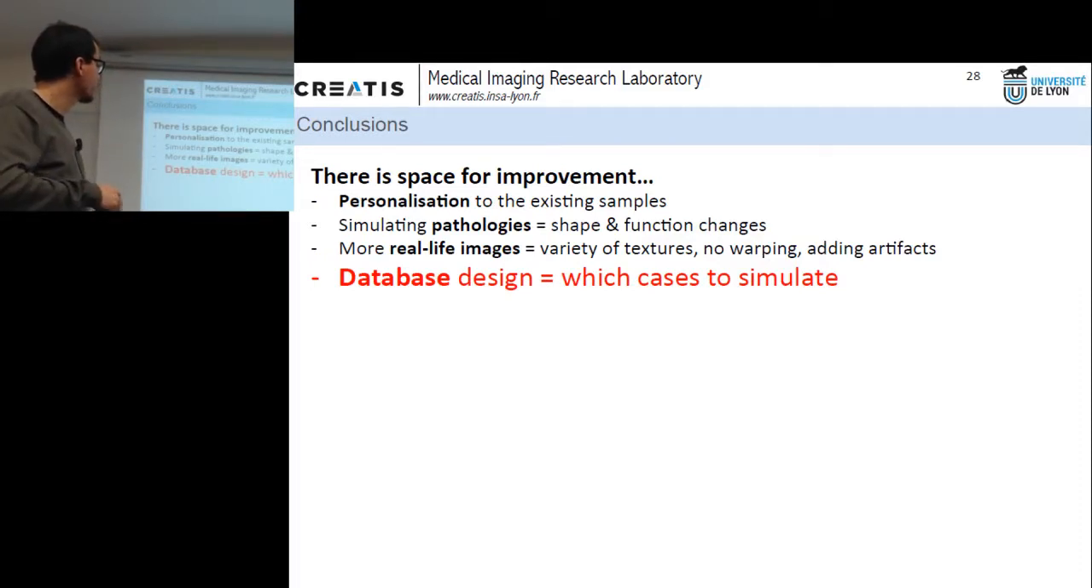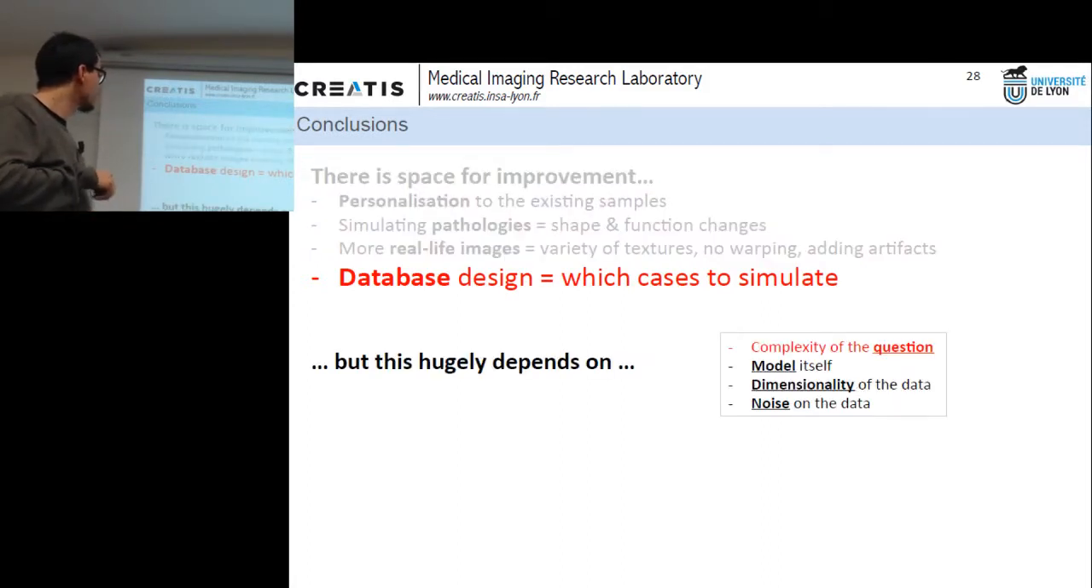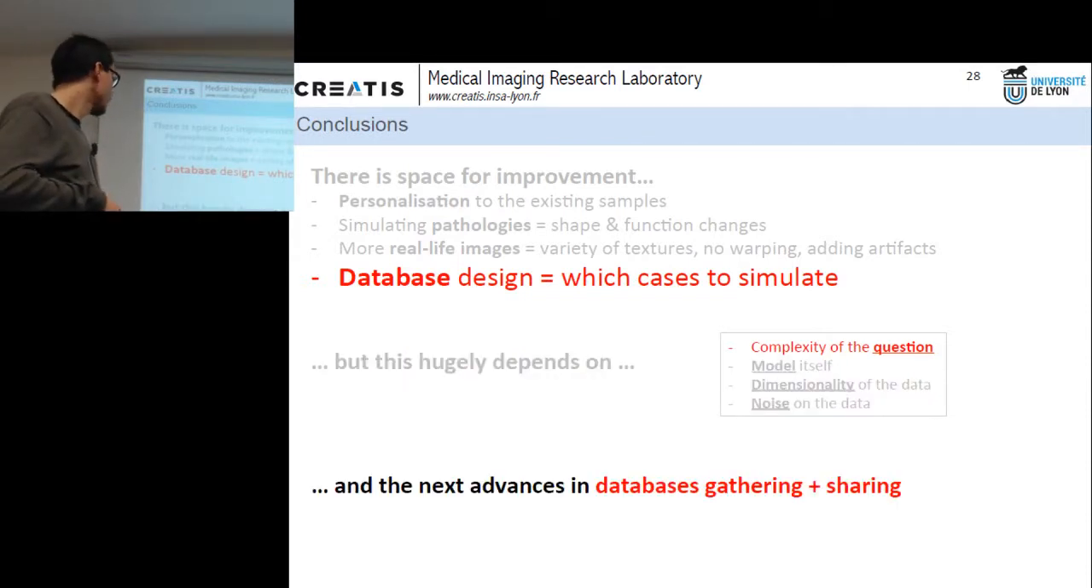But the key question is the database design and really thinking about which cases I want to simulate, not for validating a feature extraction algorithm, but maybe for going to diagnosis using learning algorithms. This obviously depends on the complexity of the question, your model itself, the dimensionality of the data and the noise on your data. And obviously it's conditioned by the fact that we're trying now to gather more and more data. And there are some initiatives to share data.